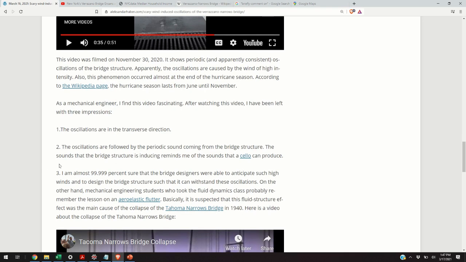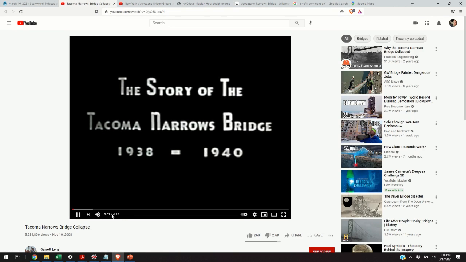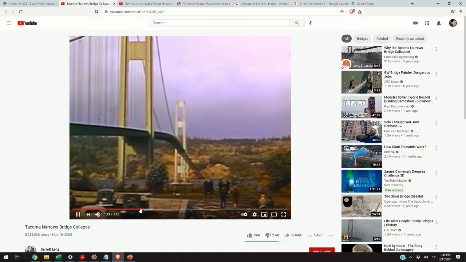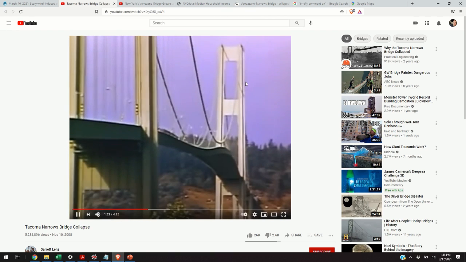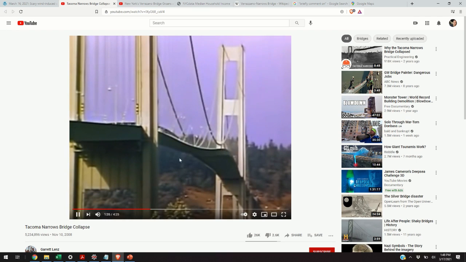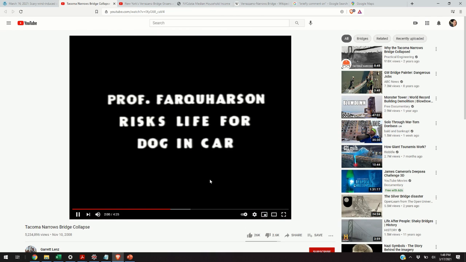And finally, my last impression after watching this video is that it reminds me of the video showing the collapse of the Tacoma-Narrows Bridge. And the video can be seen over here. So the Tacoma-Narrows Bridge collapsed in 1940. And here you can see the oscillations of the bridge structure. For example, from here you can see it clearly.